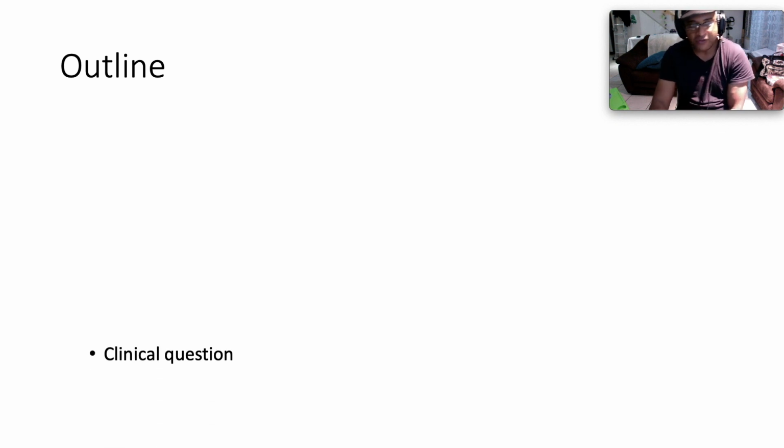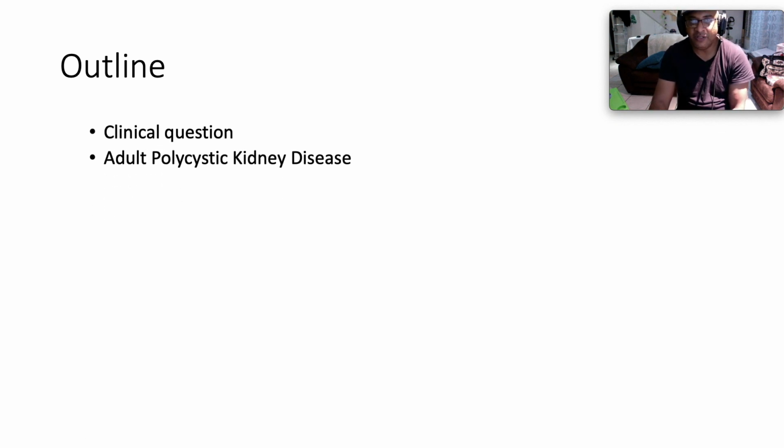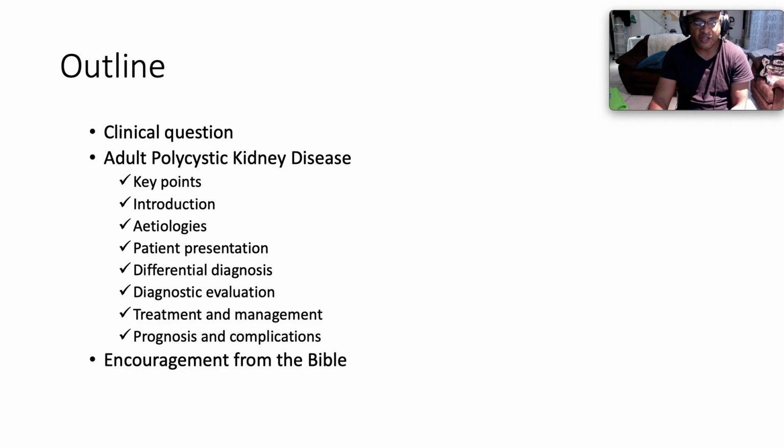Here's the outline of our talk. We're going to be addressing a clinical question as always that gives us some context behind the topic of discussion. Then we're going to tackle adult polycystic kidney disease. We're going to cover headline key points first, then an introduction, and then we're going to break down etiology, patient presentation, looking at pathophysiology and risk factors, a reasonable differential diagnosis, investigations and diagnostic evaluation, treatment and management, and then we're going to end off with prognosis and complications and encouragement from scripture.